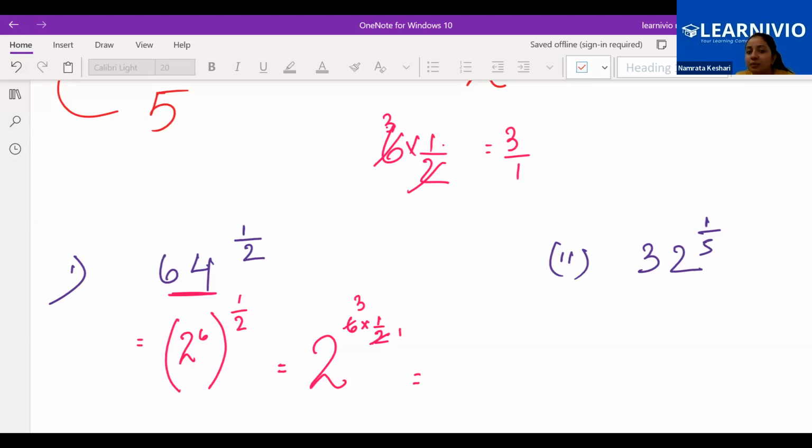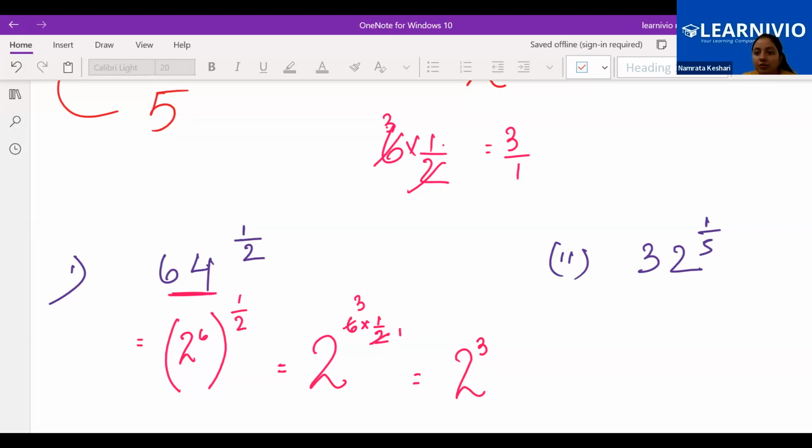Because when we do the multiplication, 6 into 1 by 2, numerator will be multiplied with the numerator, denominator will be multiplied with the denominator. We can cancel out 2 and 6, that will be 3. Still, numerator will be multiplied with the numerator. That means we'll be getting 3 by 1 only, no? Yes, ma'am. That means the result will be 2 to the power 3, right?